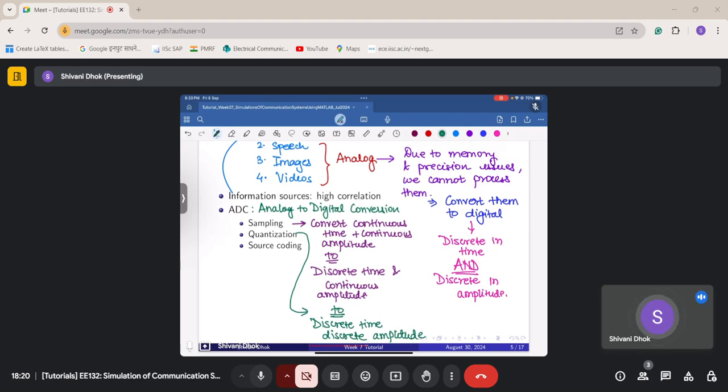And after that we have source coding. So basically this source coding helps in compression. So why do we need to do compression? We want to use our memory or communication resources efficiently.